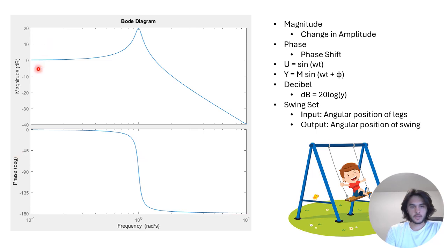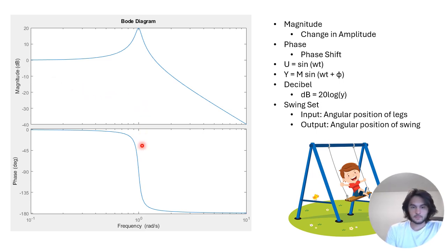Now, if we look at a low frequency, this is just like if you kicked your legs one time. That might cause your swing to move up a little bit. But because you're not kicking repeatedly, you're not going to multiply. You're not really going to get very high. You'll just go up a little bit and then fall back down.